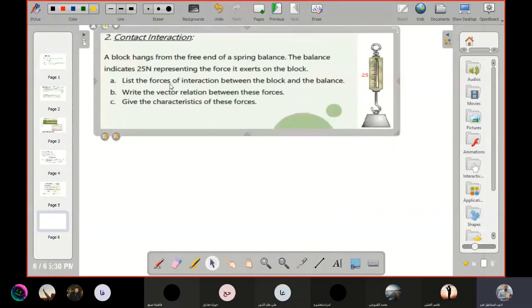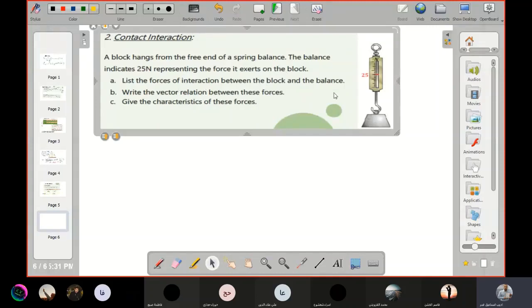Application 2 is about contact interaction. As Muhammad read, a block hangs from the free end of a spring balance. The balance indicates 25 newtons, representing the force it exerts on the block. List the forces of interaction between the block and the balance.